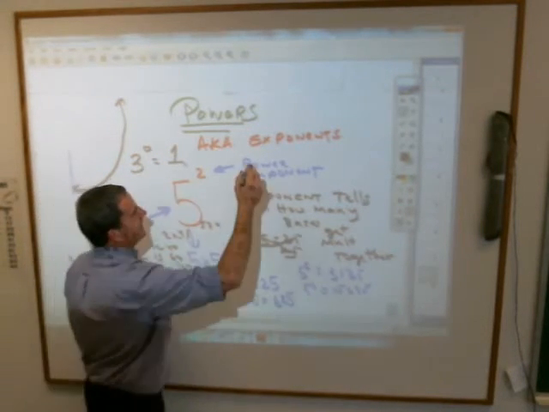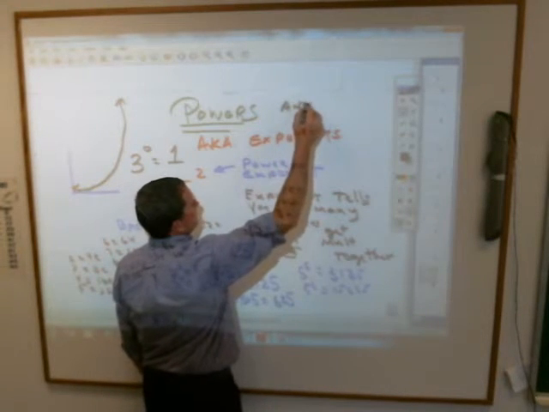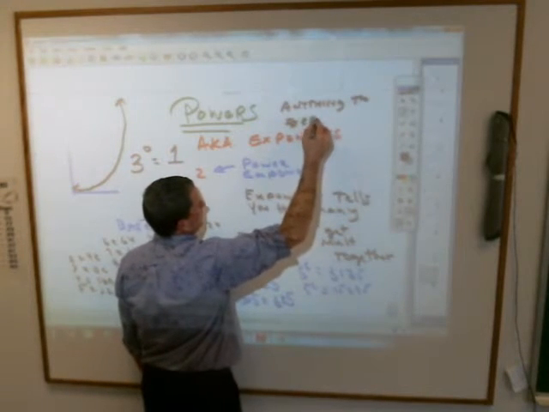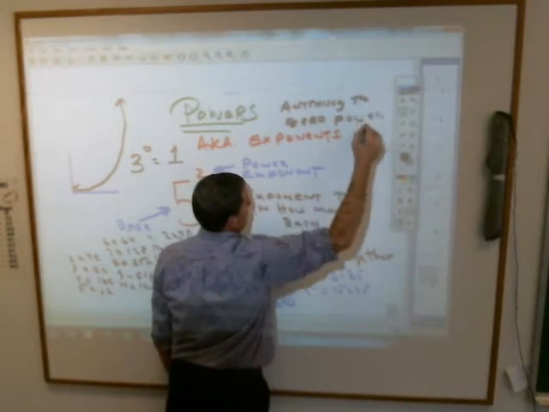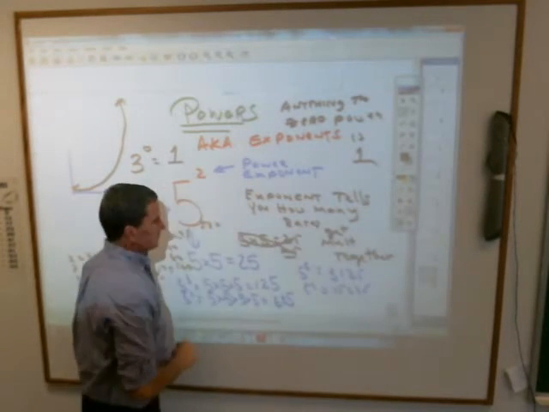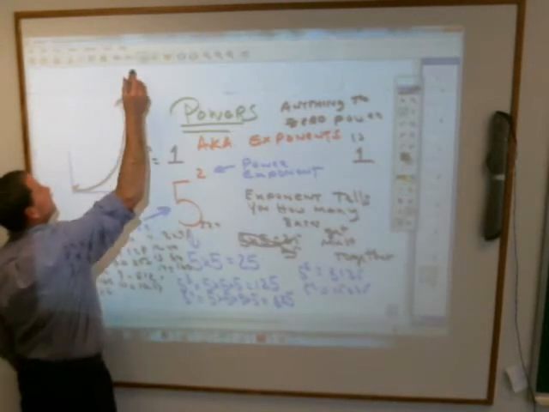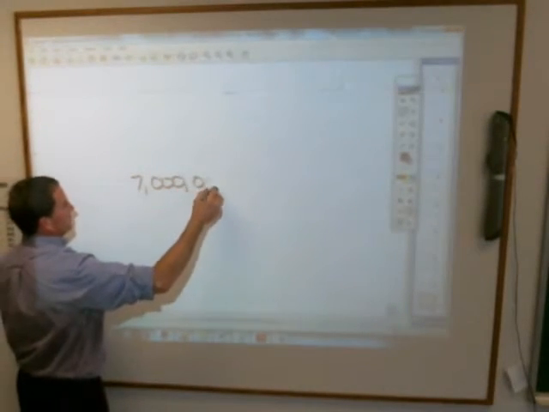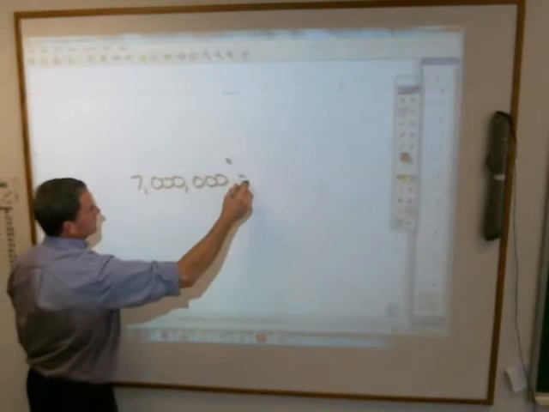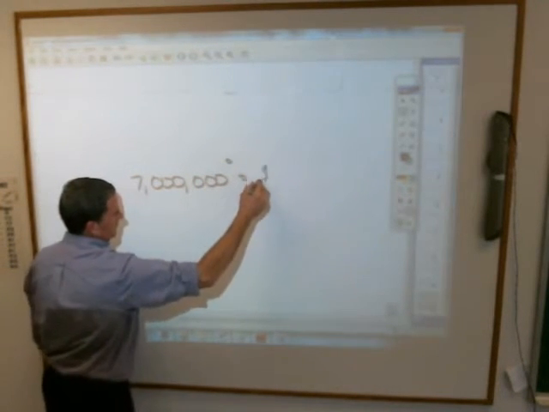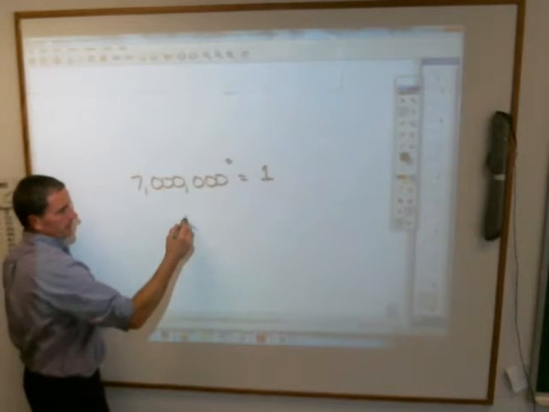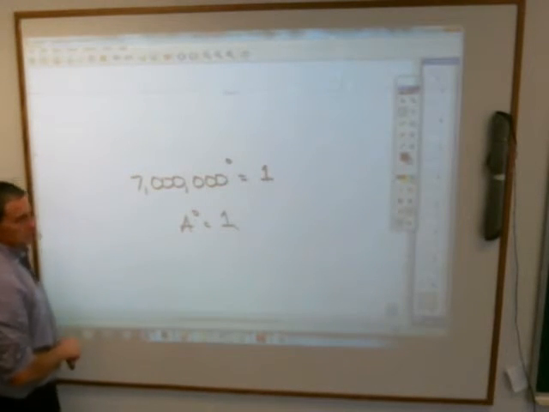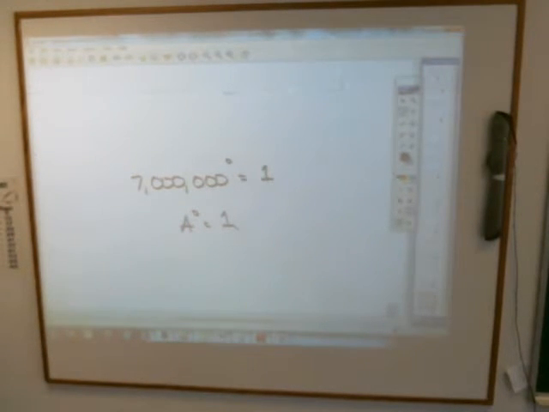And we'll write that down. Anything to the 0 power is 1. And that would include, if I said 7 million, to the 0 power is 1. The letter A to the 0 power is 1. Anything to the 0 power is 1.